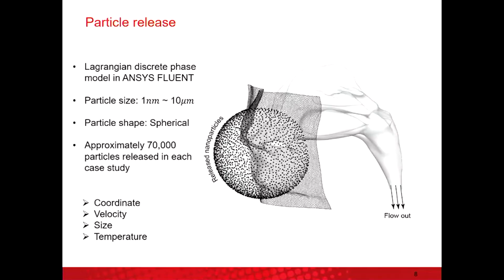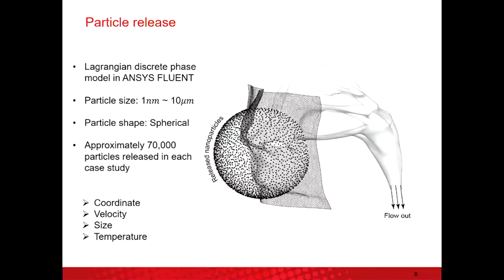So in this part, the first stage of the particle tracking is to release the particle. In ANSYS Fluent, we're able to customize the particle release functions. So in the software, we're able to define the coordinates, the velocity, the size, and the temperature of the released particle. For the coordinate location, we release the particle in front of the mannequin's face, just very close to the nose. And during the simulation, all of the particles will be inhaled into the nasal cavity.